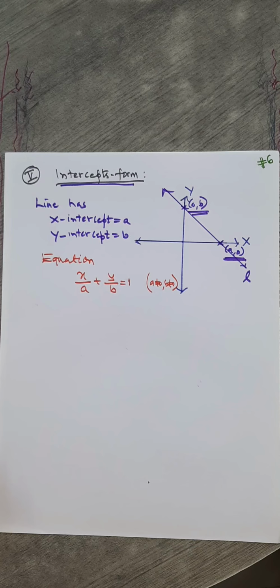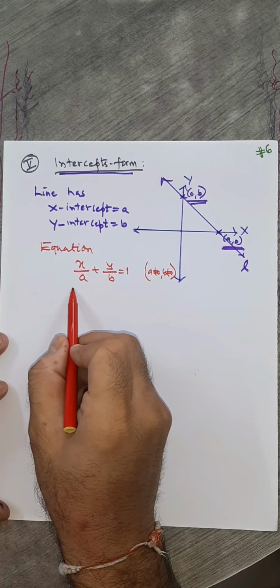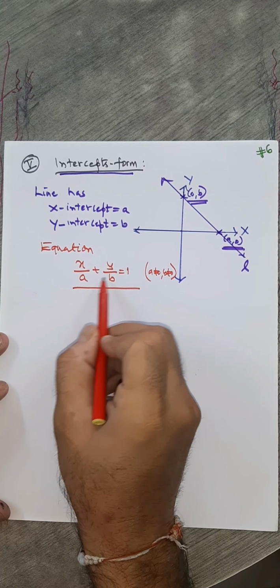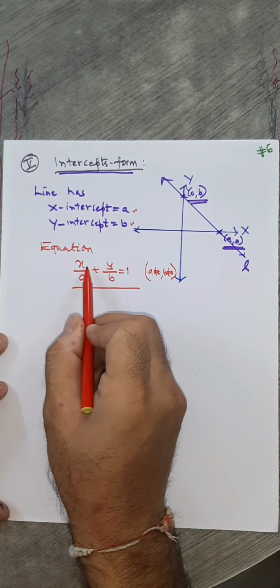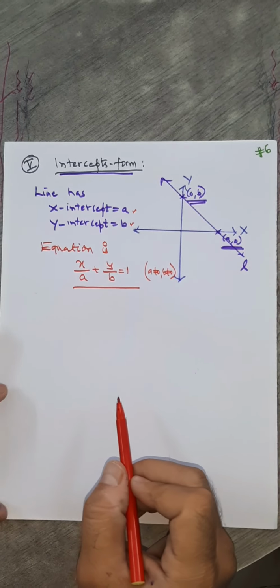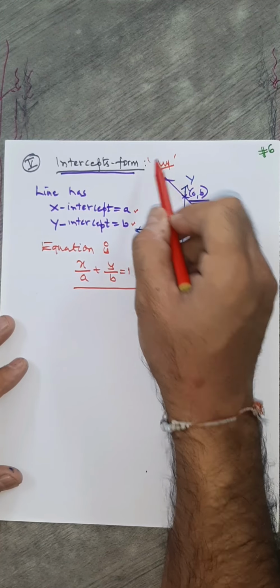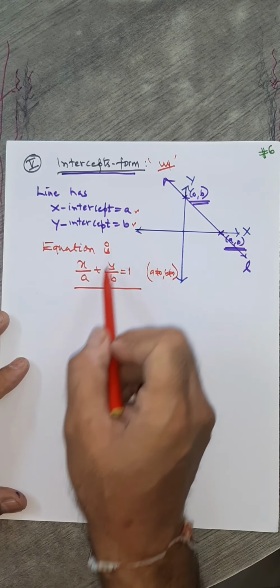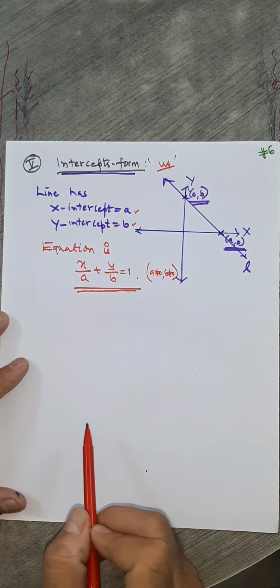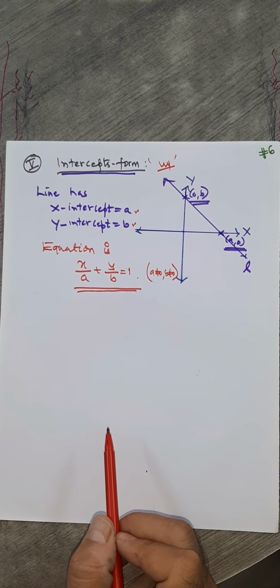So this is the line whose intercepts are a and b, and the equation is x upon a plus y upon b equals to 1. In any question, this is again an important form. Any question that talks about two intercepts, we always use this form of the line. What's the form? X upon a plus y upon b equals to 1.